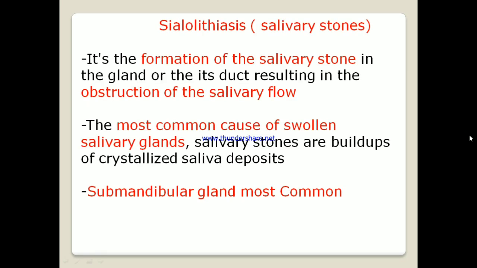Sialolithiasis, salivary stones. It's the formation of a salivary stone in the gland or its duct, resulting in obstruction of the salivary flow. The most common cause of swollen salivary glands, salivary stones are buildups of crystallized saliva deposits. The submandibular gland is most commonly affected.